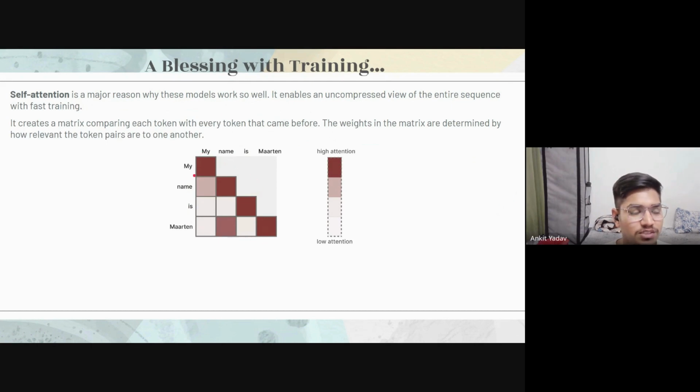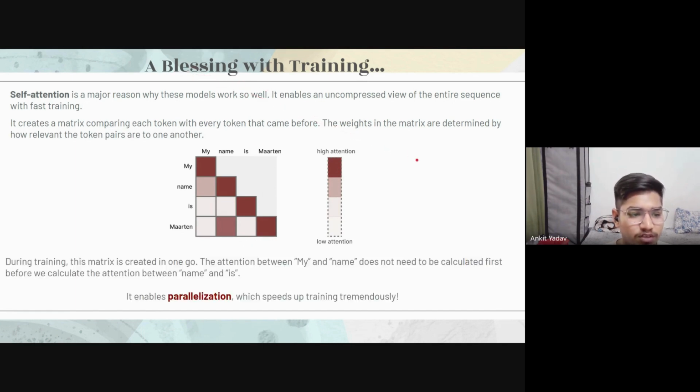If I go with an example, in a four-token sequence, my name is Martin, I can see that Martin is much more related to name itself and less to my and is, because these are helping verbs and pronouns. So it shows how each token is related to its past tokens, and that's how these words create relations with each other. That's a plus point, a blessing with our transformer right now.